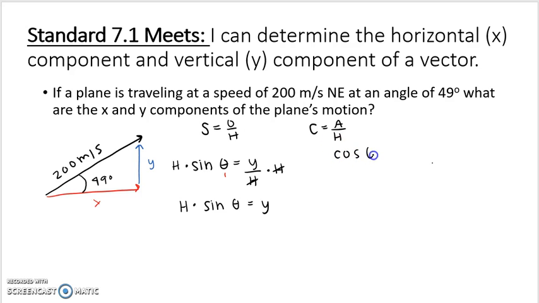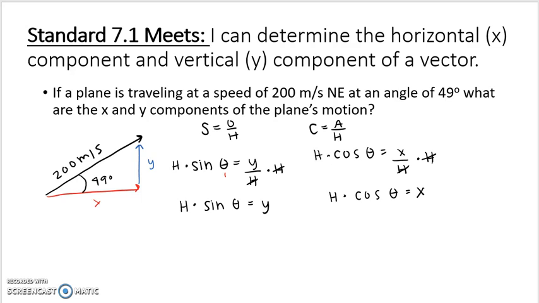We can do the same thing over on the cosine side. So cosine of my angle is equal to adjacent. Well, adjacent to my angle is x over hypotenuse. Multiply each side by the hypotenuse, and I get hypotenuse times cosine of my angle equals x.